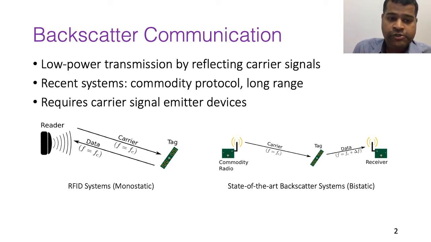RFID is one of the most widely deployed backscatter systems. It works by having a reader device generate a carrier signal which the tag reflects, and the reflected signal is received back by the reader device. This configuration is called a monostatic configuration. However, we find that the reader devices are usually bulky. They generate a strong signal which is about 4 watts in strength, and it needs to be externally powered.